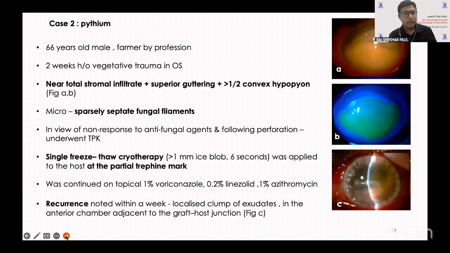This is a case which was managed surgically. Here, in the therapeutic penetrating keratoplasty, what we are doing is giving a single freeze-thaw cryotherapy, which is applied at the partial trephination mark. But somehow we got a recurrence in this case.